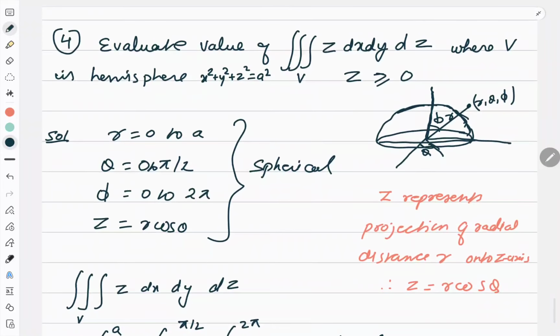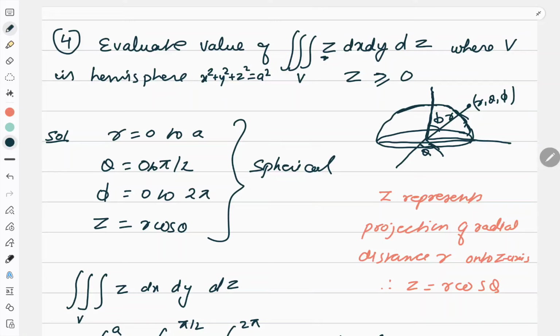Now look at this question. Evaluate the value of the triple integral z dx dy dz, where v is a hemisphere. We have already done sphere. This is a hemisphere. See, if this z is not there, I would have said, oh, I have already solved this. Instead of multiplication by 8, I will multiply by 4. And we are done. But why is this question different?